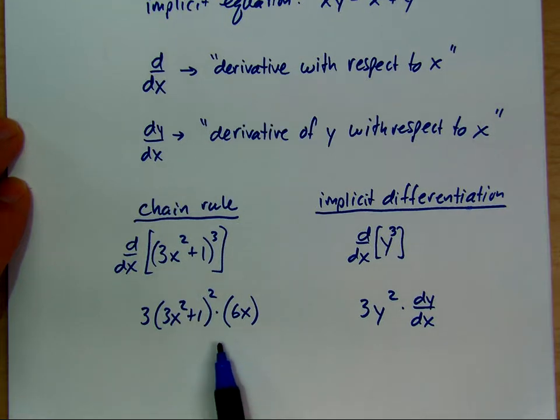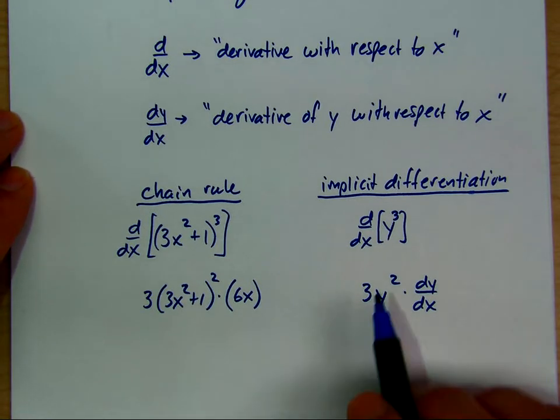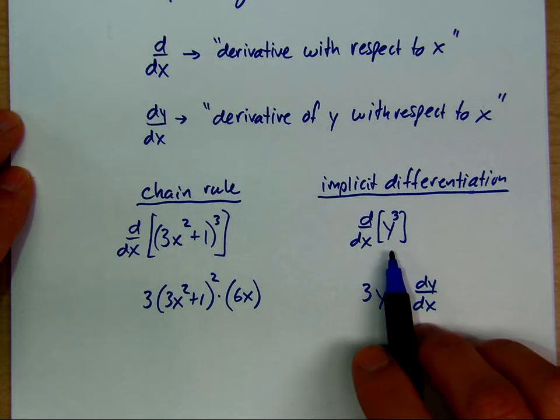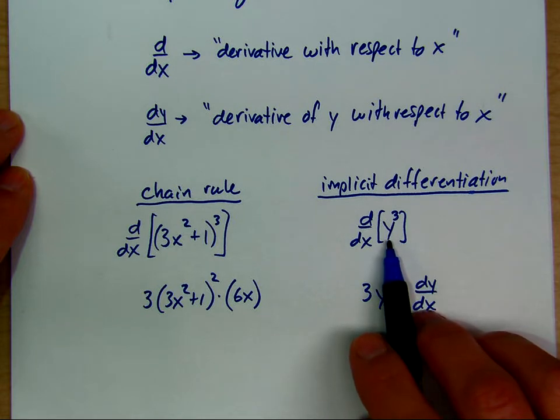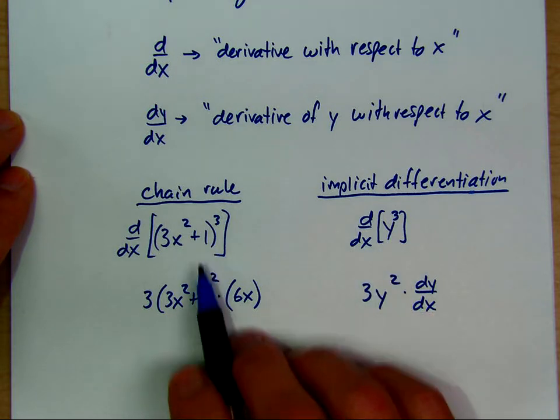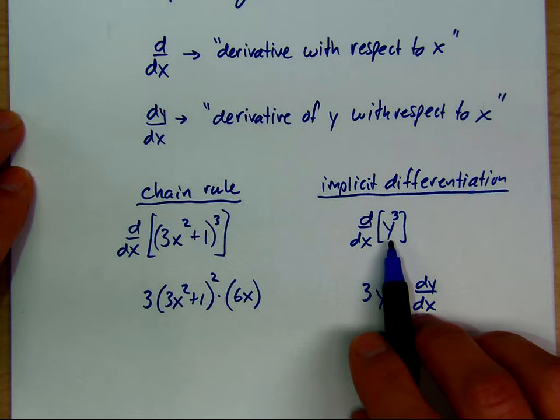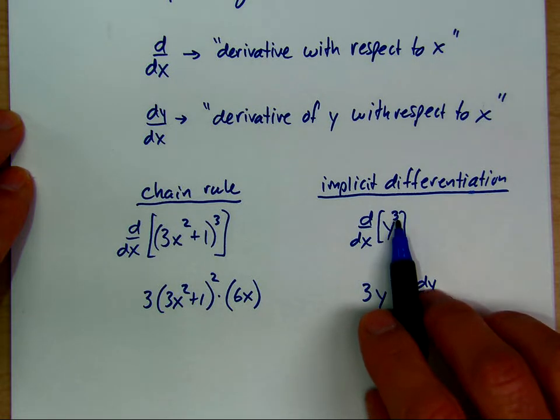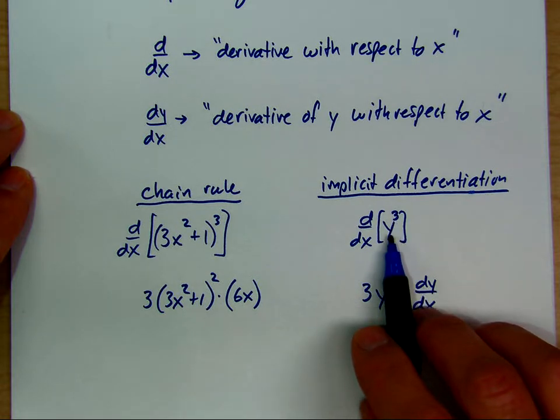And the same concept is used for implicit differentiation. We have y being an inside function of x. We don't know what that function is. So this is easier than this because we just have less to do. So we have the outside is cubed and the inside is some function of x that we don't know.